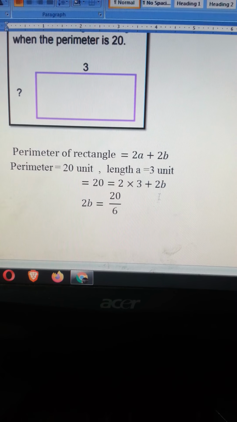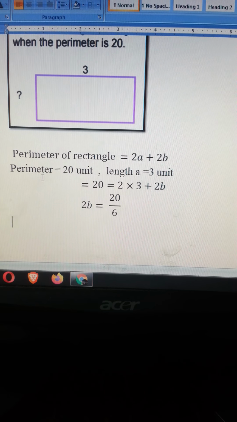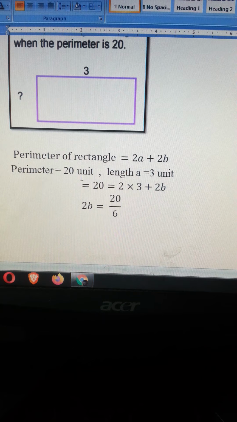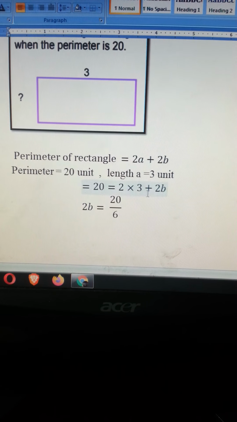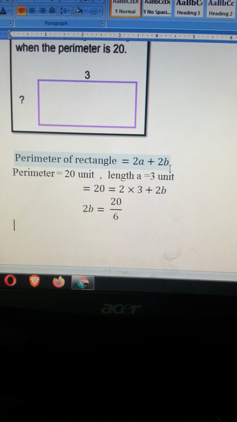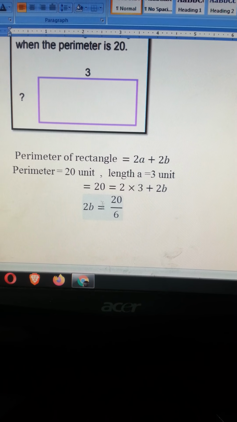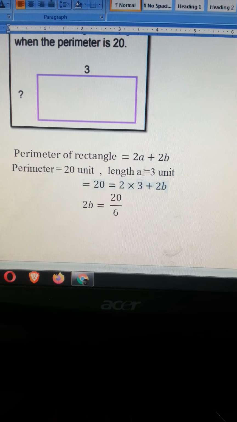Now till here I have written the values from the question. Perimeter is equal to 20 units. Length we have been given is 3 units, right? So I have written it over here. I am now substituting the values in the formula. 20 is my perimeter. Twice of A means length.